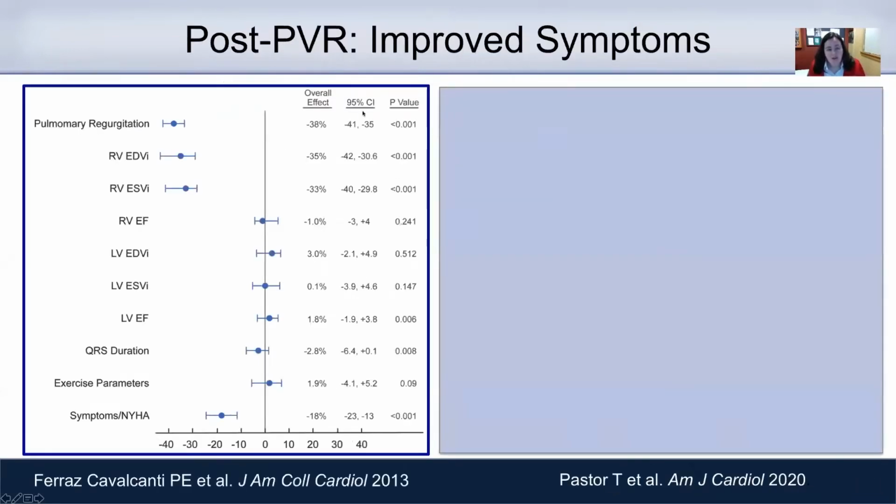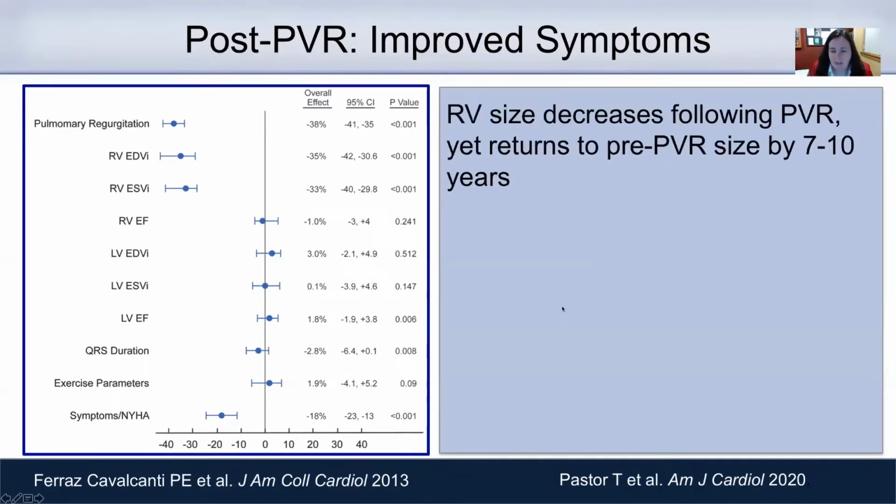And it's interesting when you look at patients with tetralogy who've undergone pulmonary valve replacement. This is data from a large meta-analysis showing we have a great ability to reduce both the amount of PR as well as the right ventricular size. However, the actual procedure has little effect on ventricular function or exercise duration. Interestingly, patients often feel better once they have a new pulmonary valve.